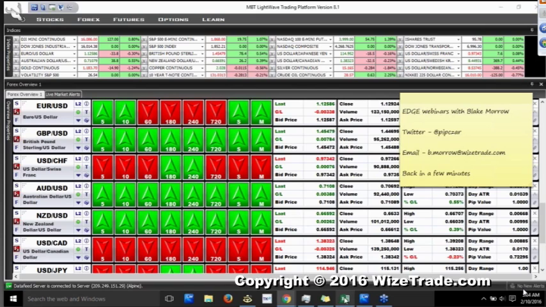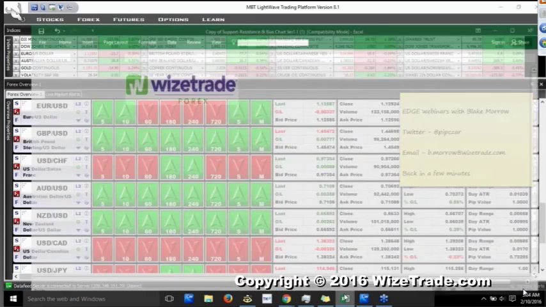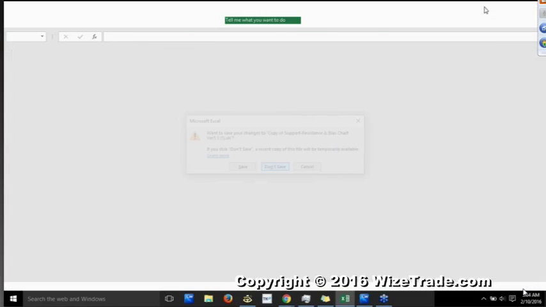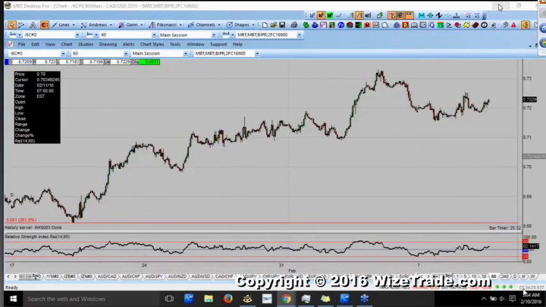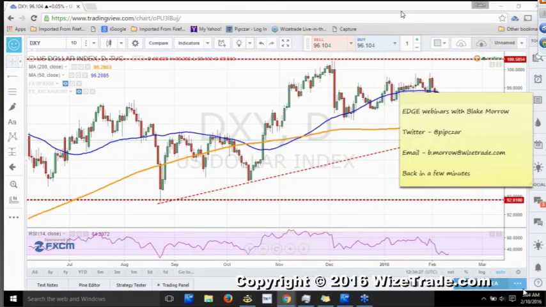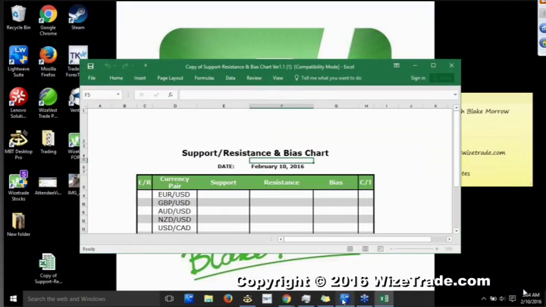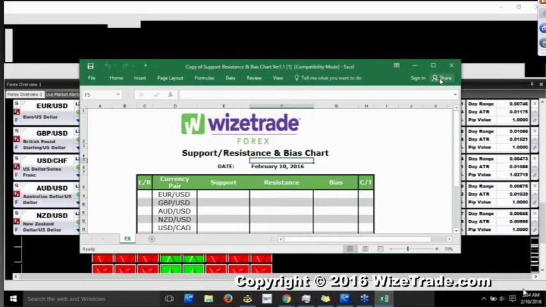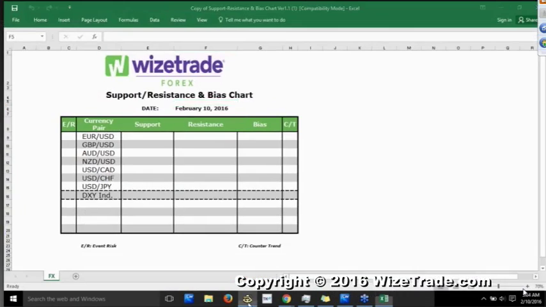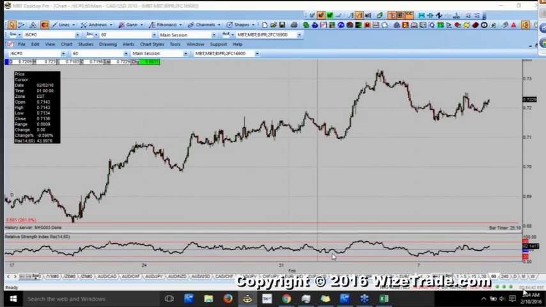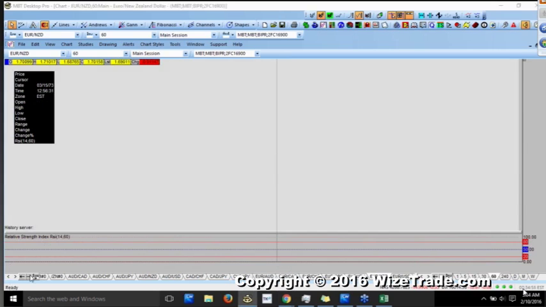Oh, this is my bias chart from yesterday. Let's go ahead and delete that one and grab a new one. I forgot I didn't delete that yesterday. Okay, let's start with the euro dollar. All right, here we go, so here's the euro. All right, so the euro dollar.